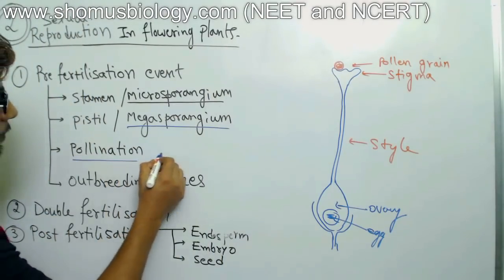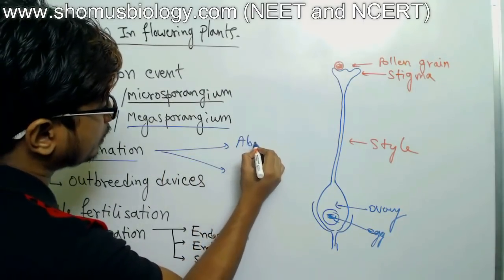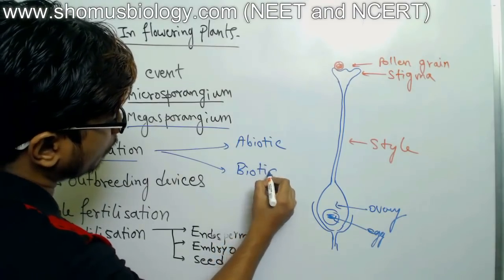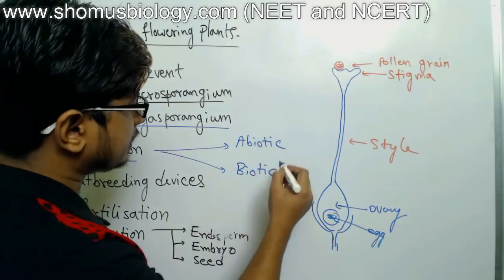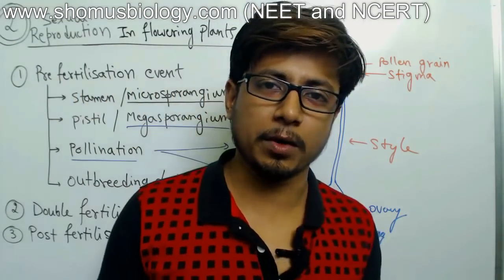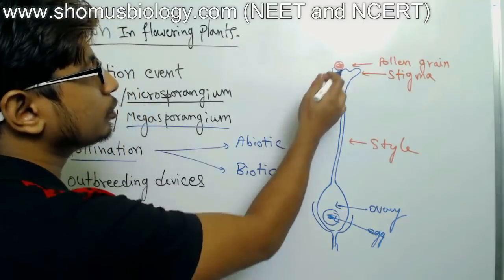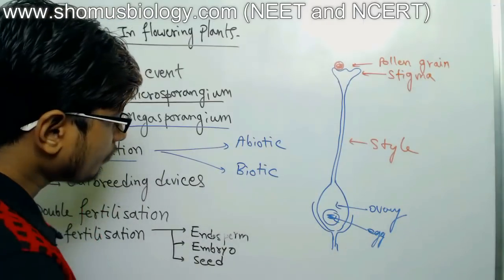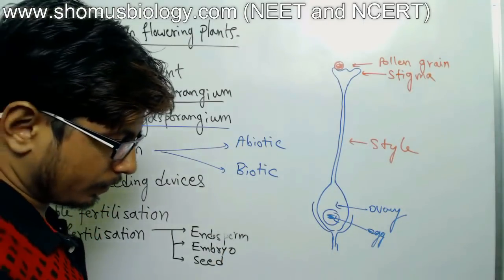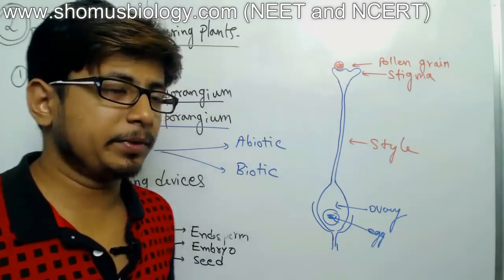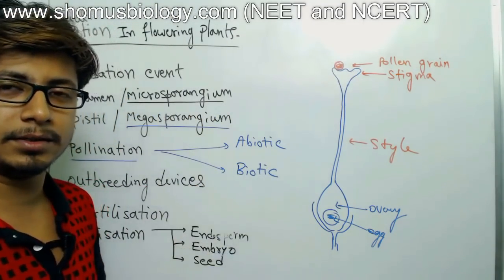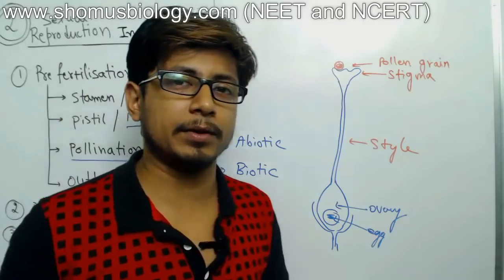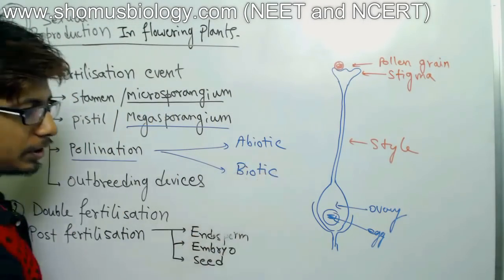Pollination is possible by two ways: with the help of abiotic factors, and with the help of biotic factors. Abiotic factors, for example, air and water. These are the two very common abiotic factors that may help to disperse the pollen grain so that it comes in contact with the stigma. And biotic factor means insects. Insects are linked with transferring pollen grain from the anther of a male flower to the stigma of the female part of that same flower or of a different flower. That is what happens in the pollination process.